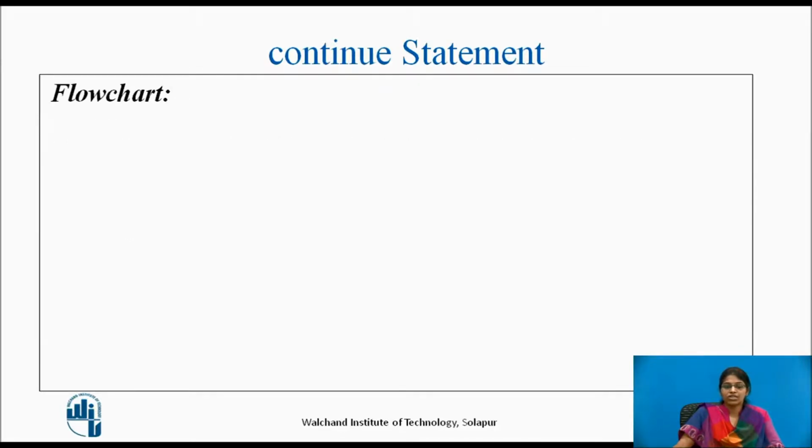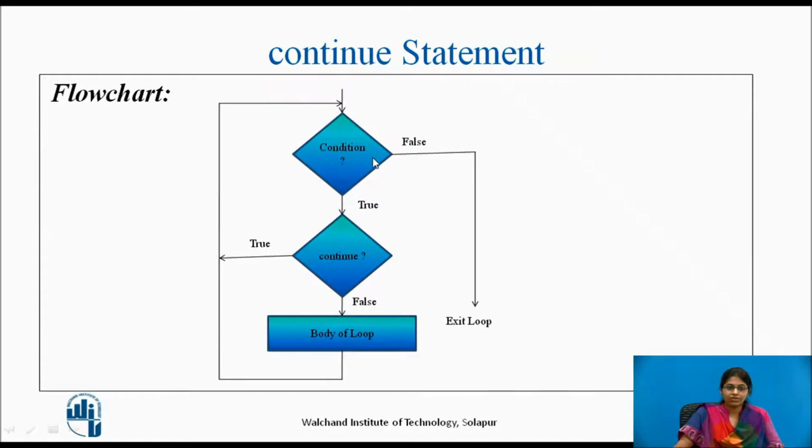So a flowchart is provided here. So here the condition is actually tested. If the condition is true, then the body of the loop is executed. But if the condition is false, then it will exit the loop. But if the condition is true, in the body of the loop, if a continue statement is encountered, then it will not go to the next part of the loop, but it will directly go to the beginning of the loop and it will test for another condition.